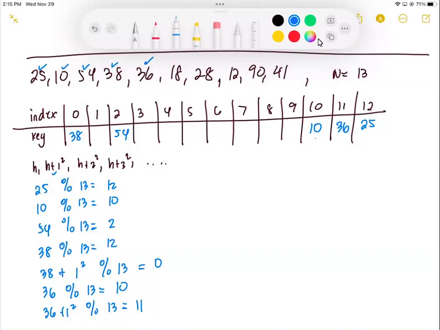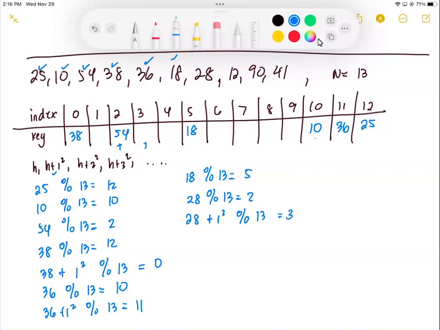Let's look at 18. 18 modulo 13 is equal to 5. The 5th bucket is empty, so we add 18 here. Then next we have 28. 28 modulo 13 is equal to 2. But if we look at the second bucket, 54 is already here, so we have to look for another bucket. Let's add 1: 28 plus 1 squared modulo 13, and that is just 29, which means we just take the next slot. That will be the third one.